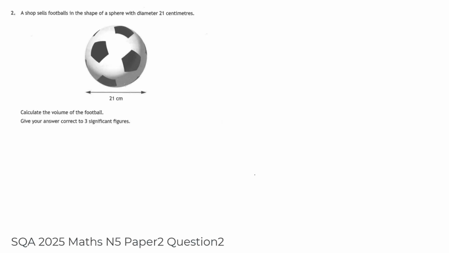So here we have question 2. We're told that shops sell footballs and that they have a diameter of 21 centimetres. We're asked to calculate the volume of one of these footballs, giving our answer correct to 3 significant figures. Now, if you look at your formula sheet that you're given during the exam, there is a formula given there for the volume of a sphere. So that's what we use.